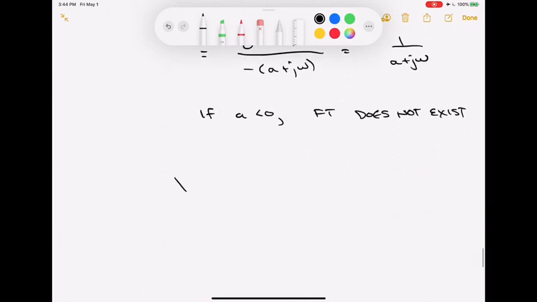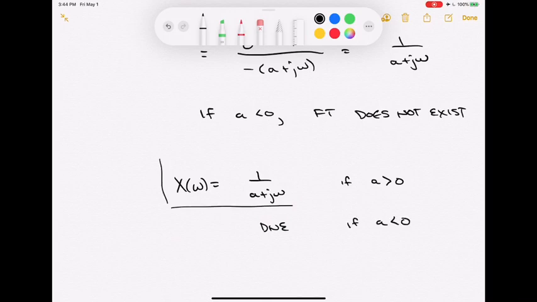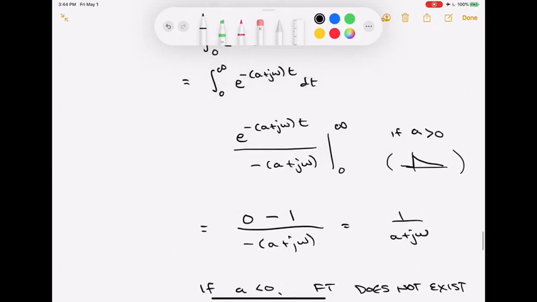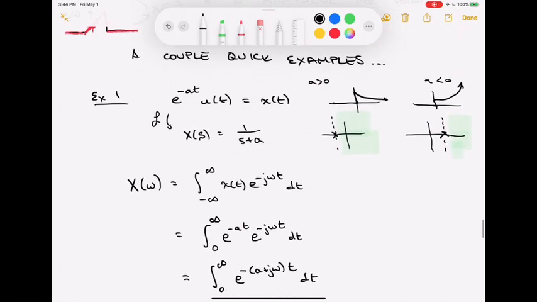So X of omega equals what? It is 1 over a plus j omega if a is greater than 0, and it does not exist if a is less than 0. I'm going to mostly focus on the part where it does exist, okay? So let's compare this to what we had seen before for the Laplace solutions. We had X of s as being equal to 1 over s plus a.